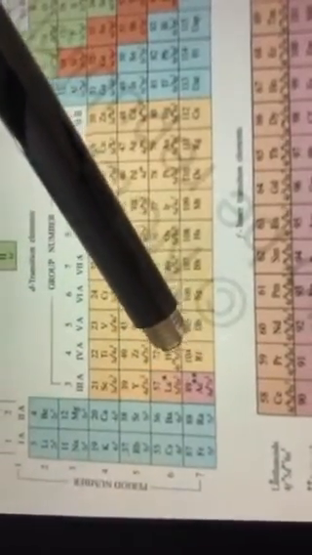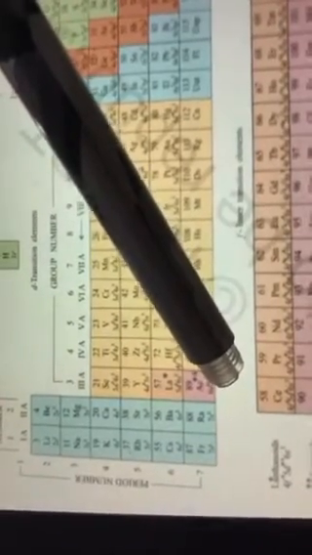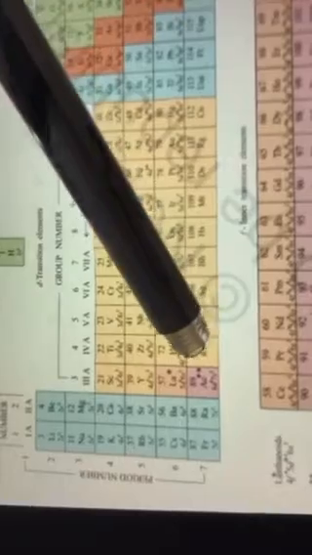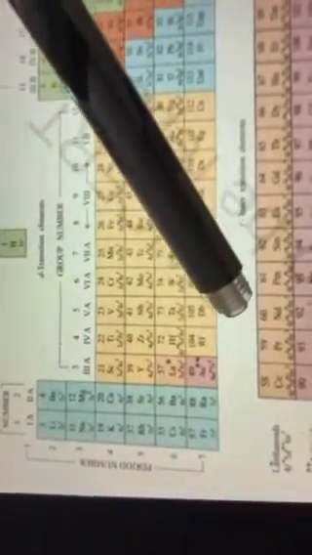Now in group 3, period 6 and period 7, there is a sudden jump. You will notice that in group 3 period 6, it is going from 57 to 72, and in group 3 period 7, it's going from 89 to 104. So there is a jump of 14 elements from 57 to 72, and from 89 to 104.